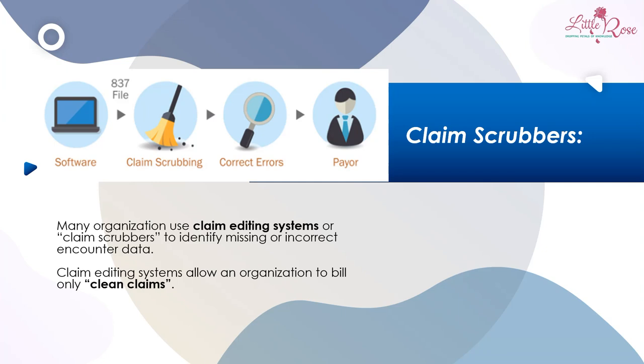Many organizations use claim editing systems or claim scrubbers to identify missing or incorrect encounter data. Claim editing systems allow an organization to bill only clean claims. So the software is there to basically scrub the 837 file, correct the errors before sending those claims to the payers.